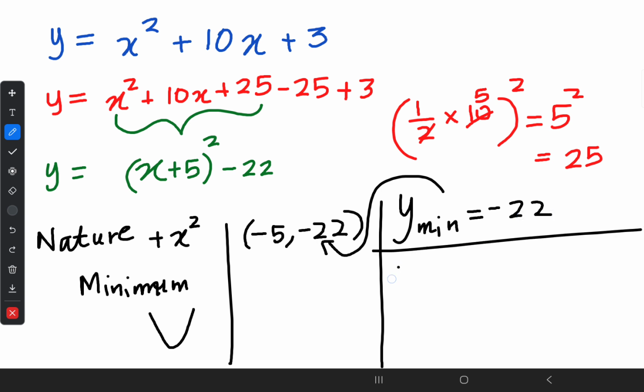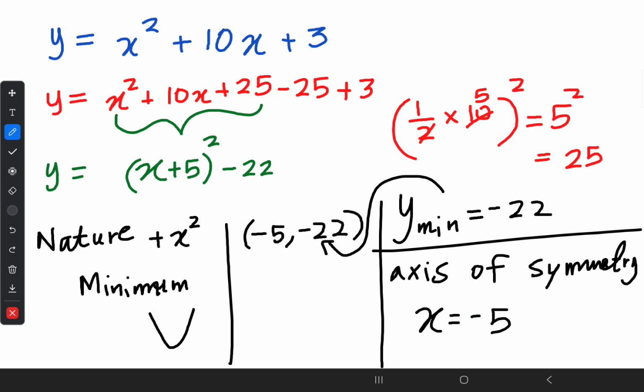And axis of symmetry would be x equals to negative 5. By this, we can predict the graph type as well. You know the nature, minimum, maximum, turning point, everything. By looking at these details, we can predict the graph shape as well. What would be the shape and orientation and characteristics of the graph.